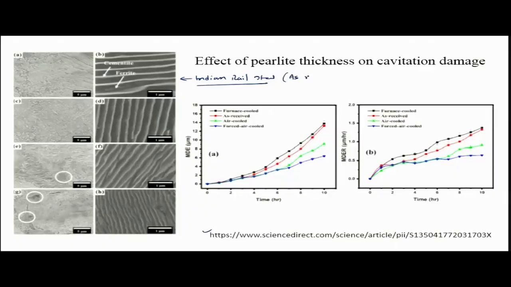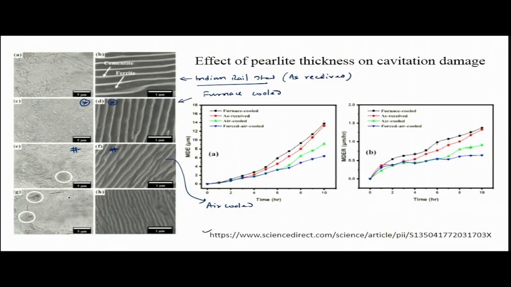Okay. So, this is as received, that means the rail is cut into pieces and that microstructure is shown here. So, this is this particular part, this one, and this one. So, these two are basically furnace cooled. So, this one and this one, they are air cooled.